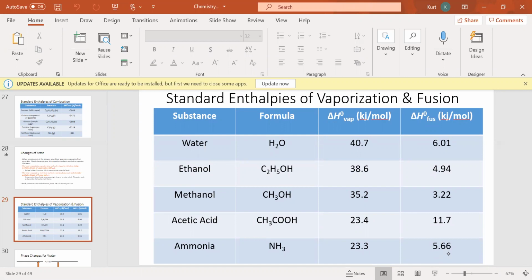Is this on the chart? Yeah, it's on the chart. Let me scoot. Scoot over. She's going to scoot up so she can see better. 40.7? 40.7 kilojoules per mole.